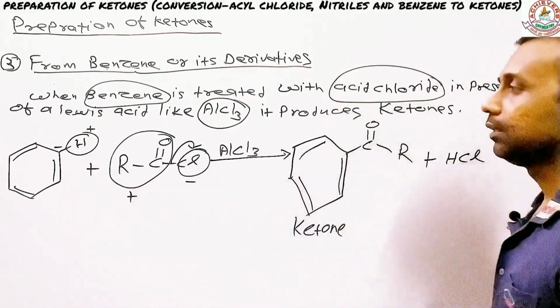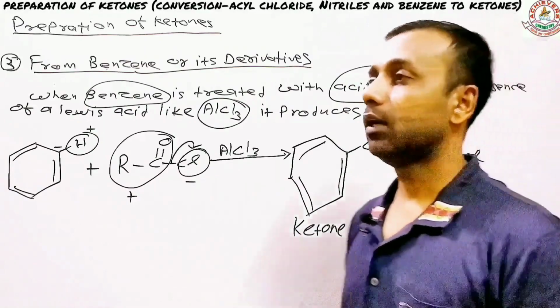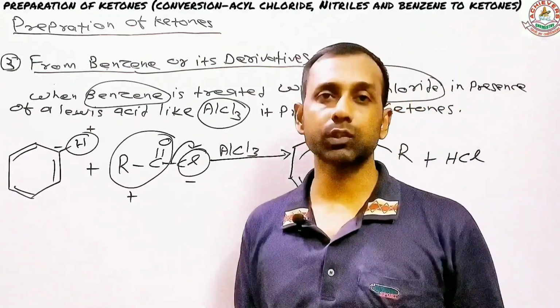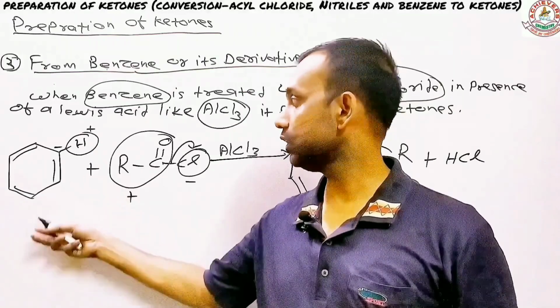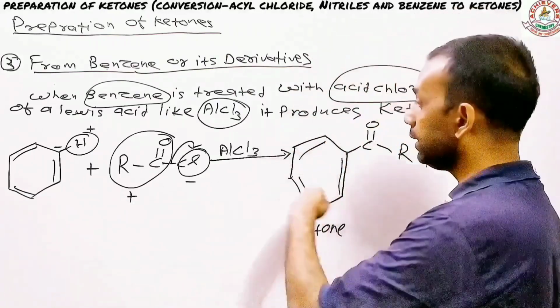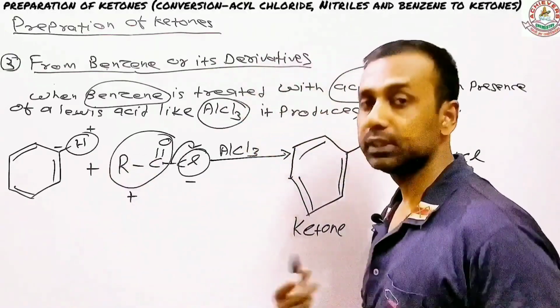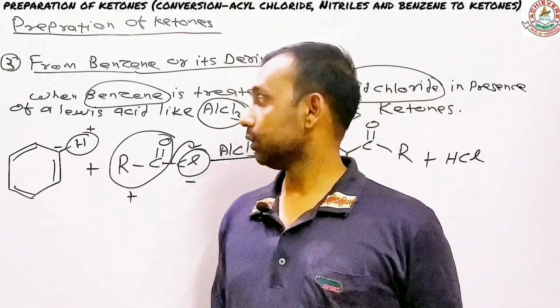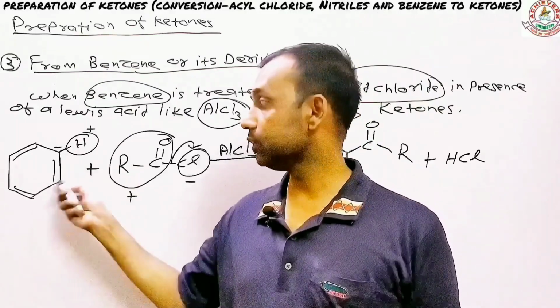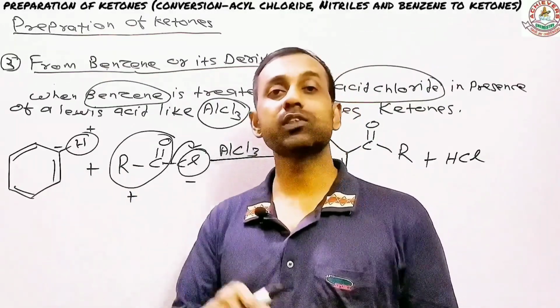These are the three methods you have to use in order to do any conversion when you have to prepare a ketone from benzene. You can take any example here. You can change the R right here. R can be methyl, R can be ethyl, anything. You can have any kind of benzene or its derivative. You have to follow the same mechanism.